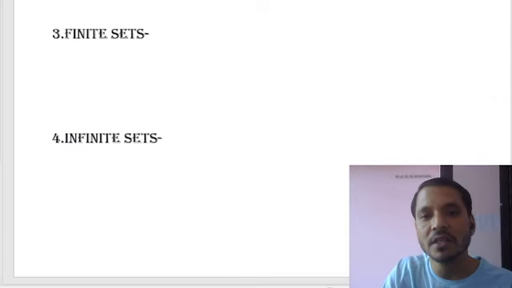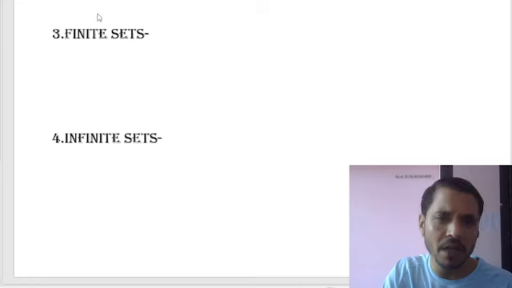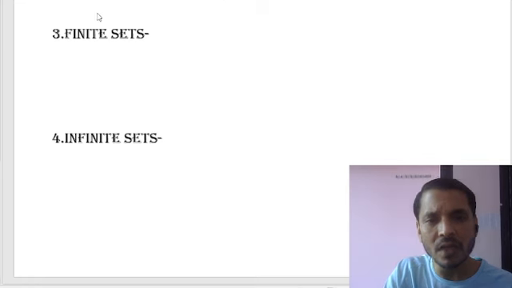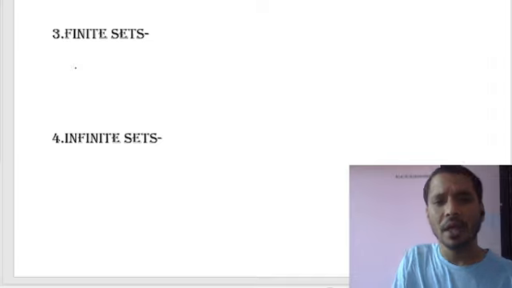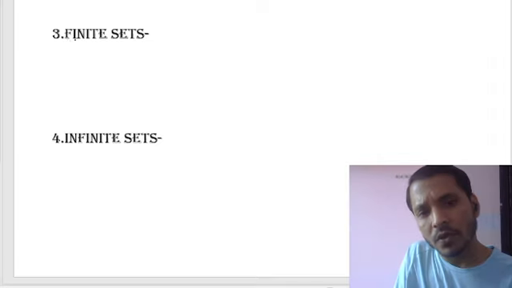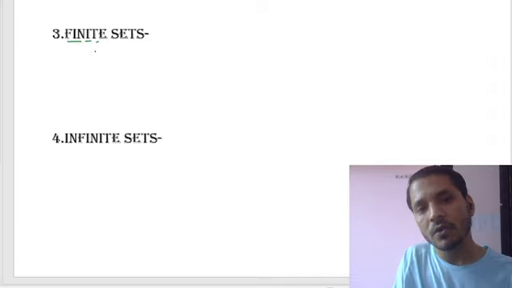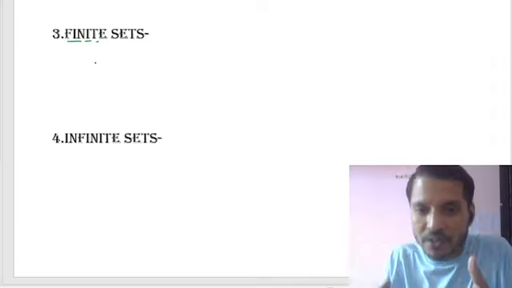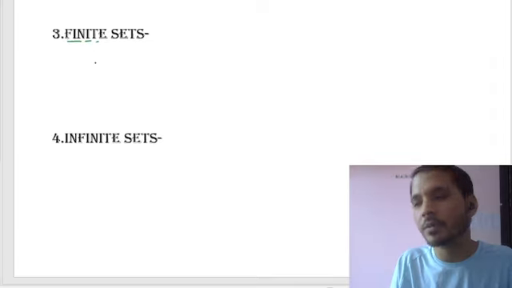That is the finite set and infinite set. What will be the finite meaning? Here again, the finite means what? The set which consists of a countable number of elements. If you count the number of elements present in any set, then it will be called the finite set, right?